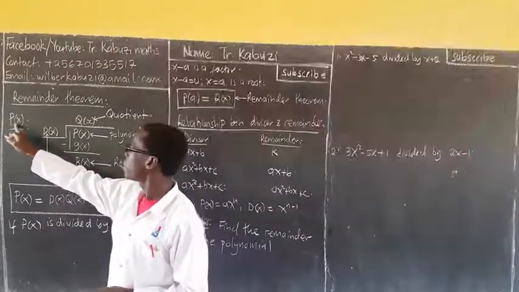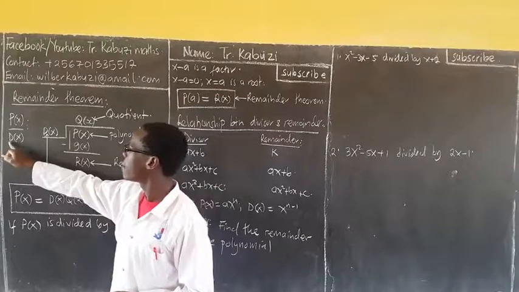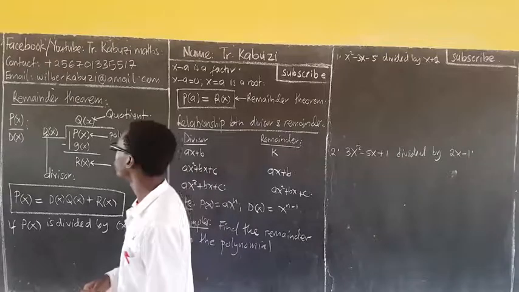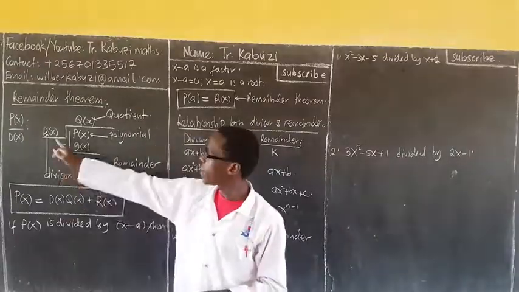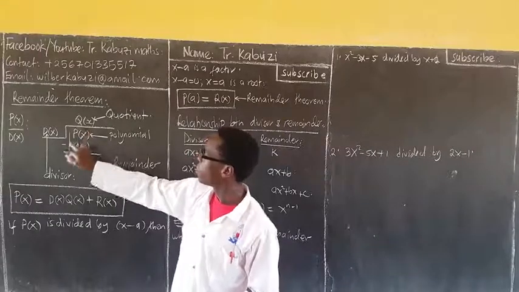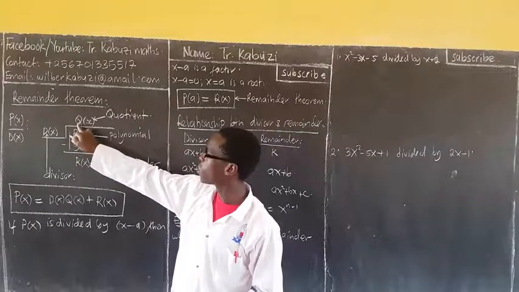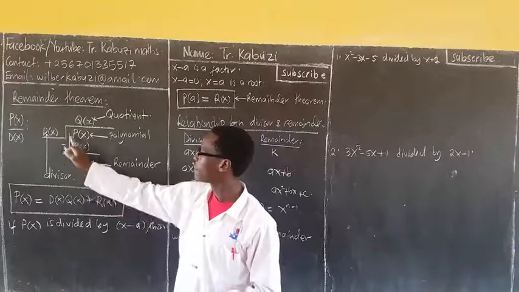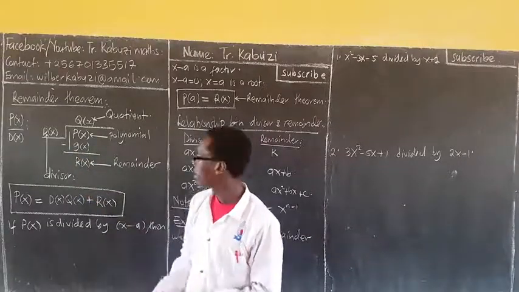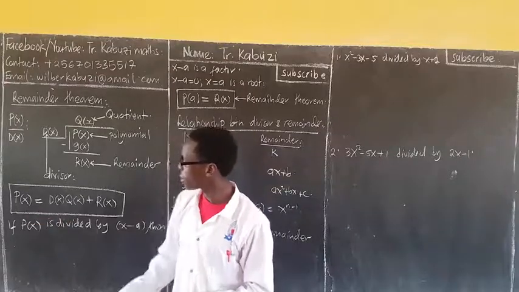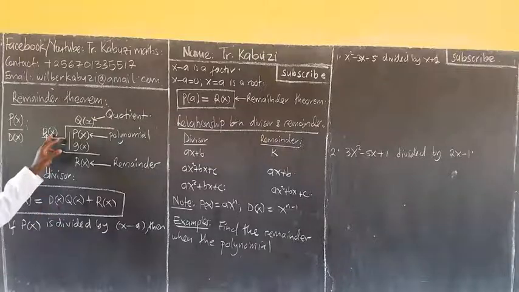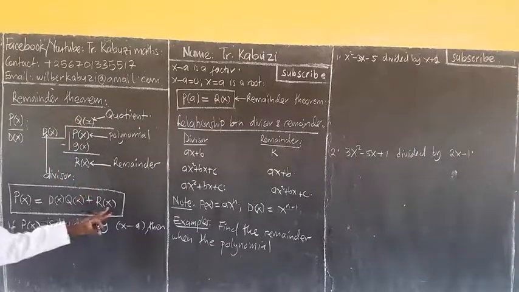If you have a polynomial being divided by a divisor, say d of x, a factor of x, now using long division, we put our d here, the divisor, then the polynomial inside. Then when we divide, what we get is the quotient. What we get after subtracting what we've been dividing is called the remainder. Now, our polynomial p of x is always equal to the divisor times the quotient plus the remainder.